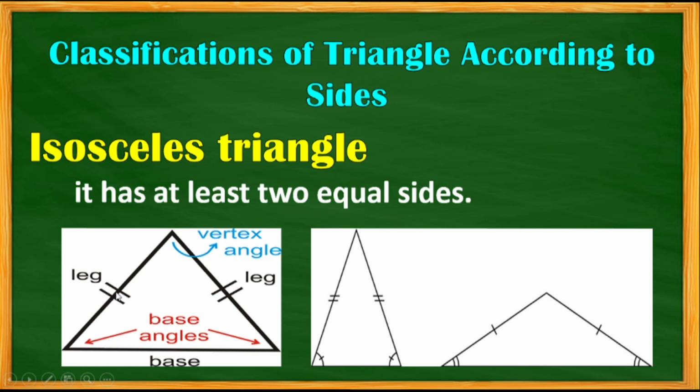Two lines represent congruent sides. So these sides are congruent to these sides. So two sides are equal. So this one is an isosceles triangle. This one also is an isosceles triangle. And this one also is an isosceles triangle because one line represents one line, so 1 is equal to 1.